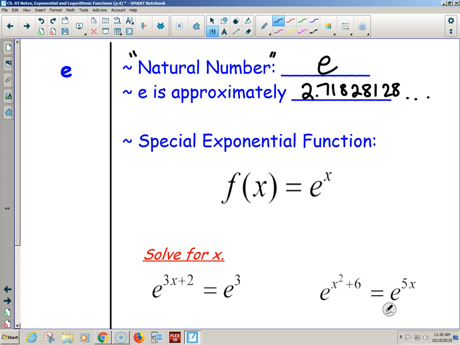Does it keep going? Yes, to infinity. And that's the right pattern? 2.718281828, and it keeps going. There you go.